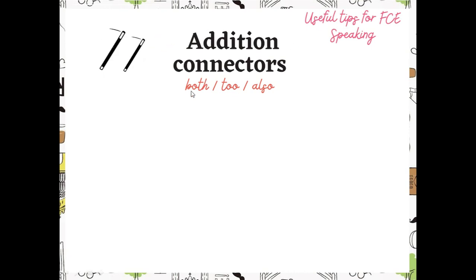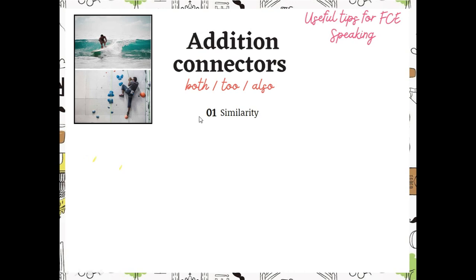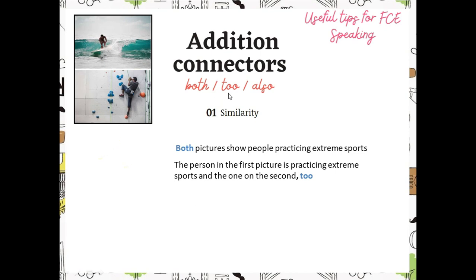The adding connectors are both, too, and also. So we're going to use them to speak about the similarity between the two ideas, because one idea is similar to the other, so we are adding a similar idea to a similar idea. Example, if I use the word both, I can say both pictures show people practicing extreme sports. Or I can use the word too. The person in the first picture is practicing extreme sports and the one on the second, too.